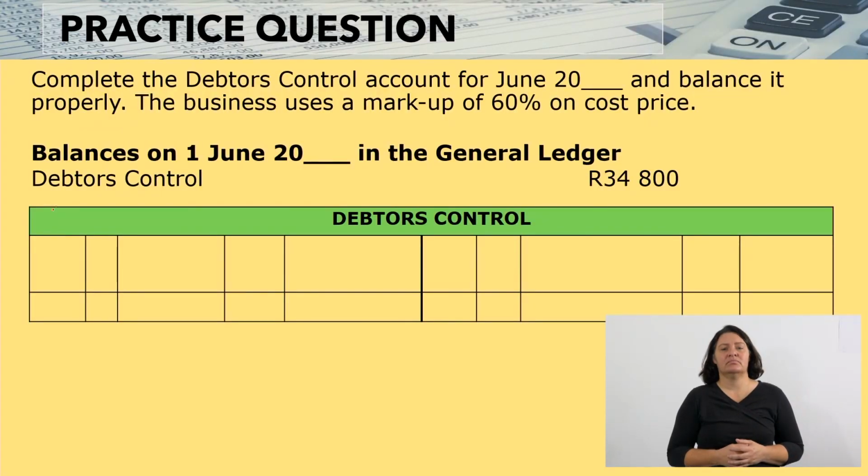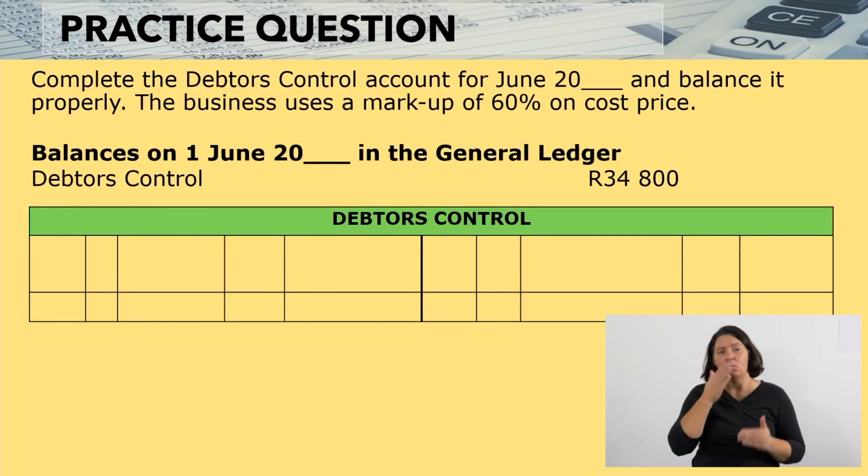In today's class, we're going to prepare the Debtors Control account and we're going to use cash as well as credit journals in the preparation of our Debtors Control account. Make sure you have a paper to write on. You need to have a pen as well as a calculator because we're going to do some calculations in today's class. The information that we're given reads as follows.